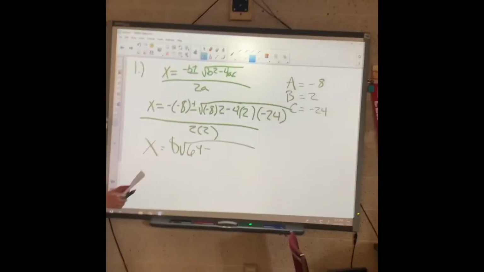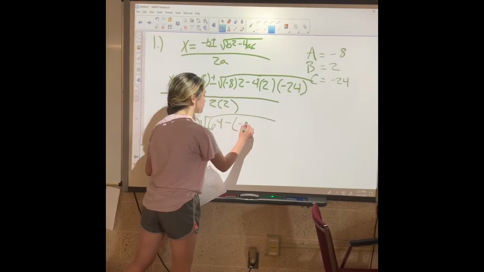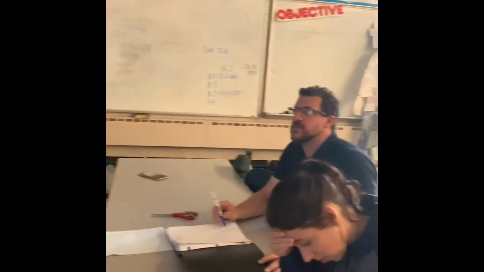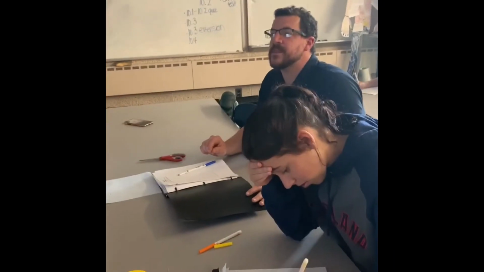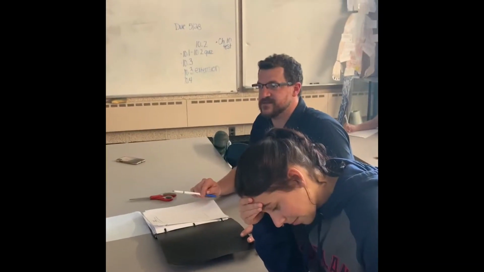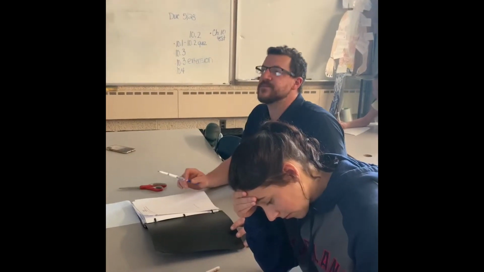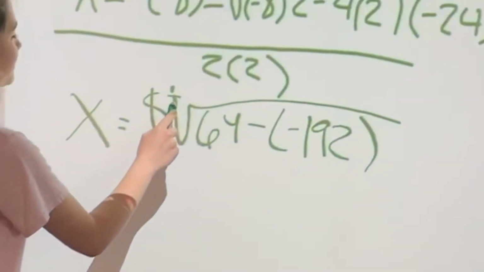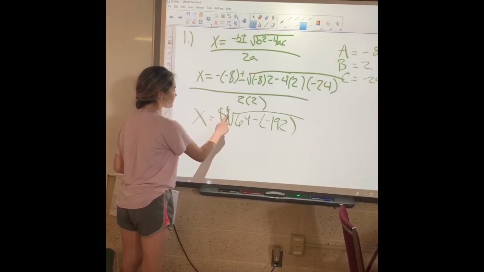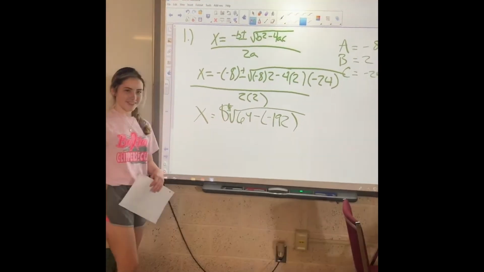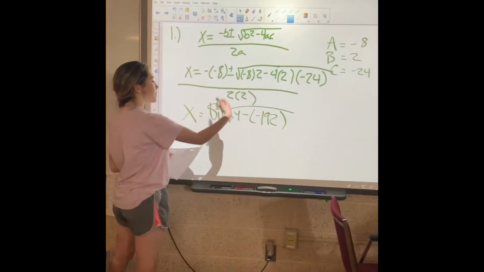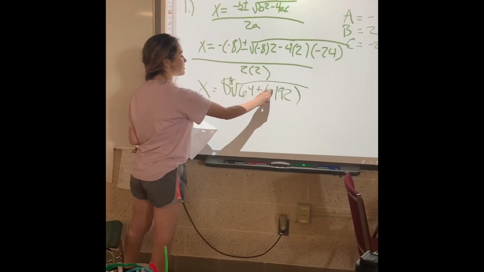Tommy, you messed it up. You forgot the plus or minus sign. Where do I put that, Graham? Probably in between the 8 and the square root sign. Yeah, very good. Okay, so then what is 64 plus 192?